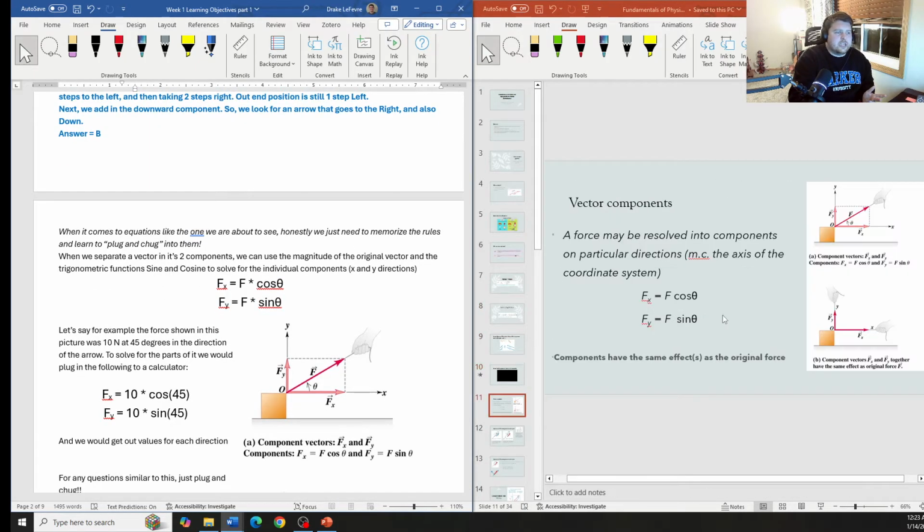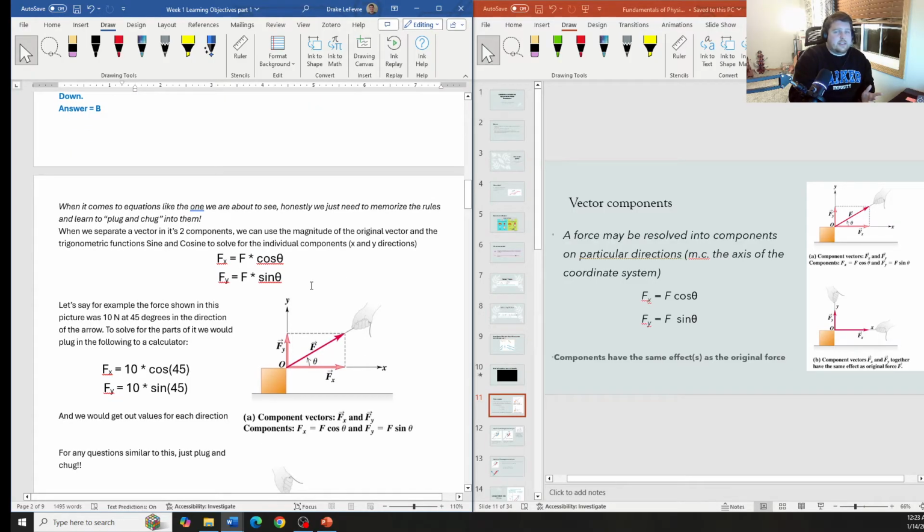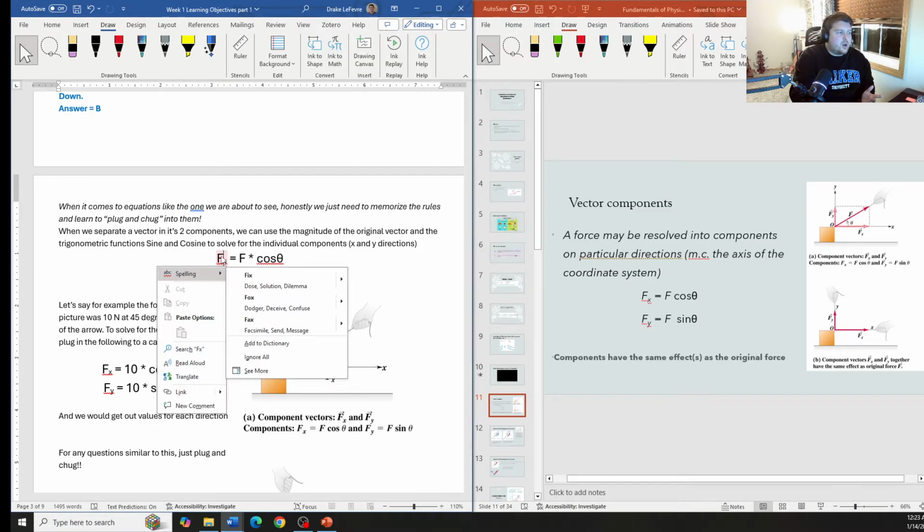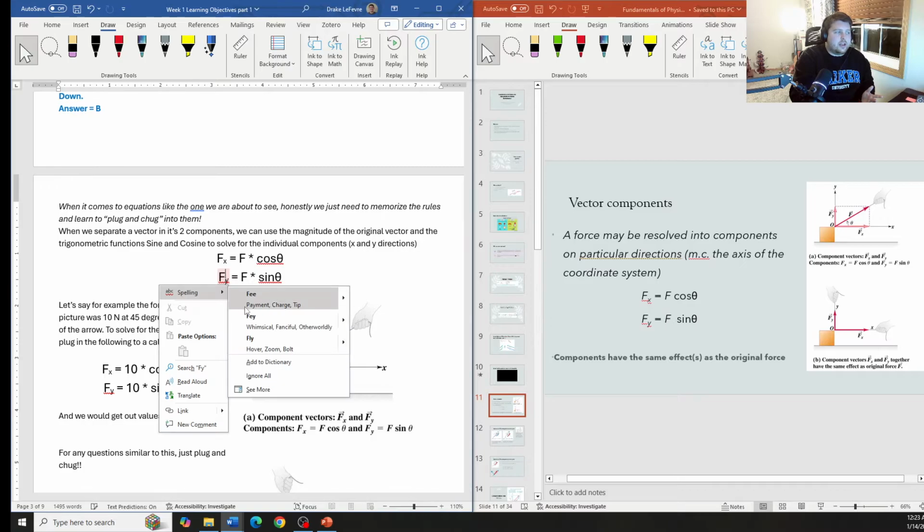So what if we're dealing with actual numbers though? Once we start dealing with real numbers, it gets even easier because we have formulas, equations that can immediately tell us what those numbers are. What is our actual value?